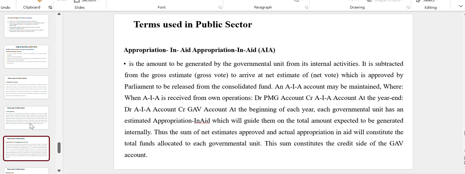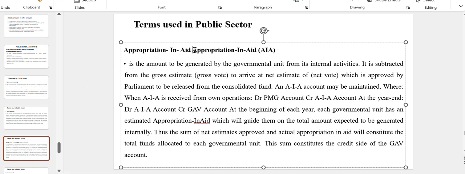Now, the other term is what we call appropriation in aid. Appropriation in aid. It's like I repeated this word. Also called AIA. Now, let me use a very simple example here, and I'm going to use county government as my example.